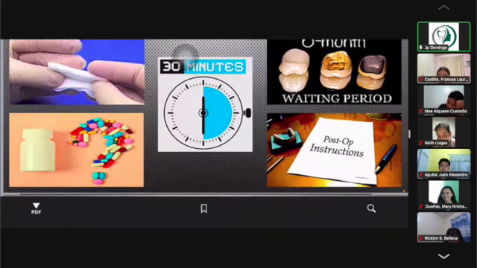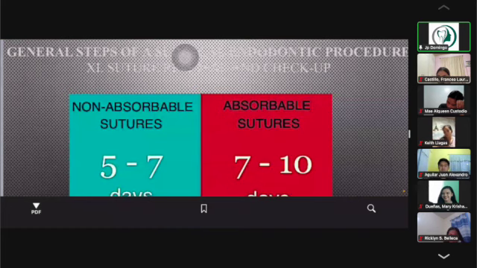For sutures, are you here? Yes po. Yes po. Okay.